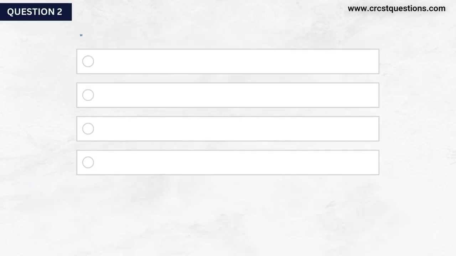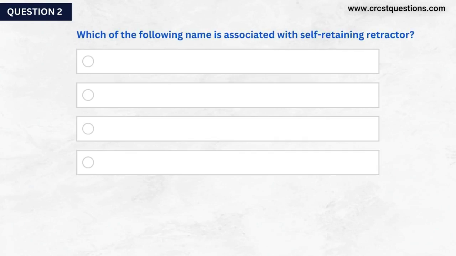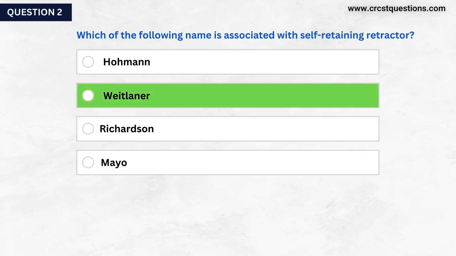Question 2. Which of the following names is associated with a self-retaining retractor? Hohmann, Weitlaner, Richardson, Mayo. The correct answer is Weitlaner.